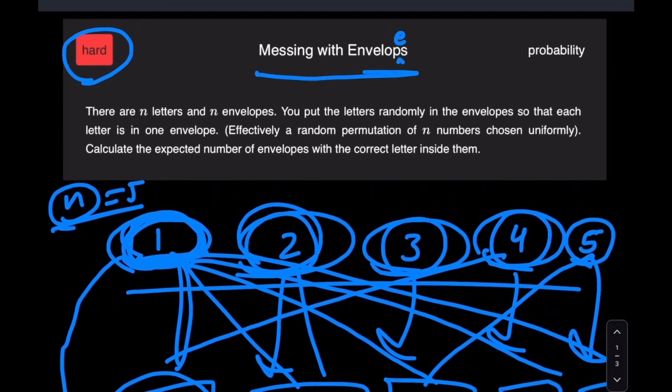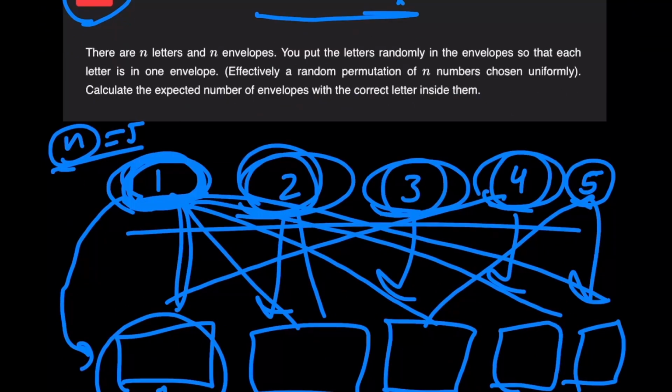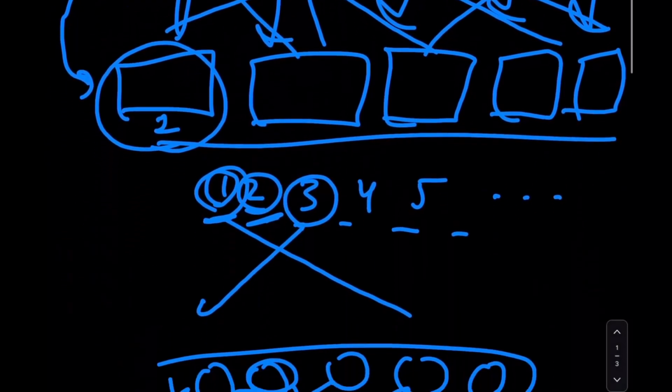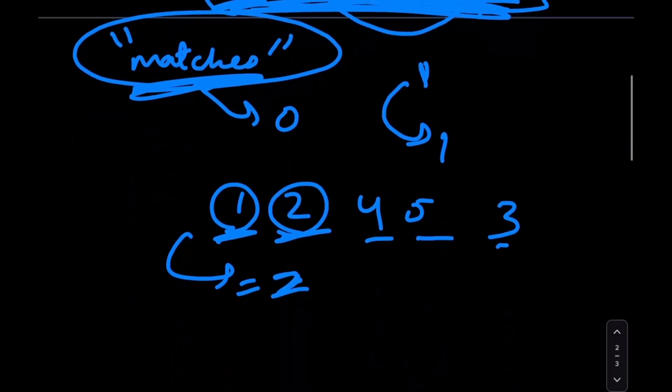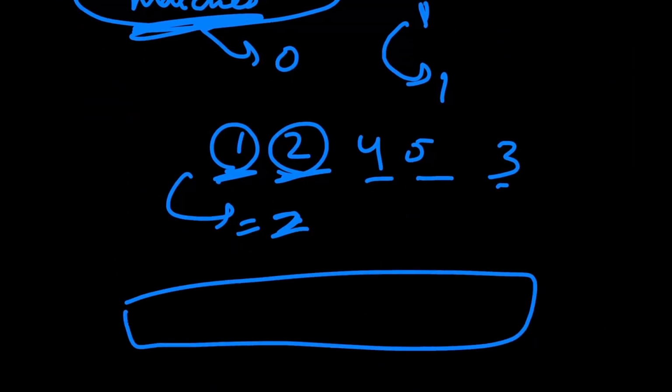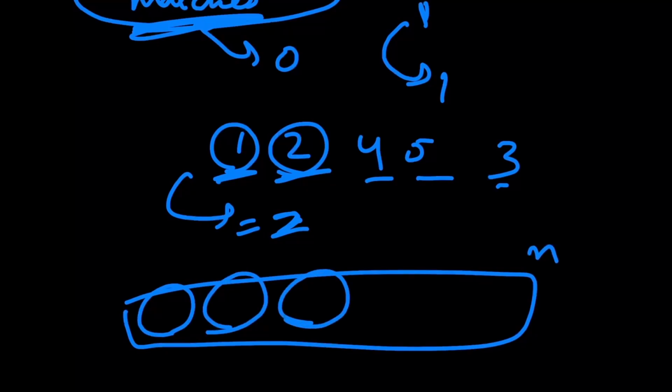So according to the question, what we're expected to find out in this problem is the expected number of envelopes with the correct letter inside them, which basically just means a match. So what we're trying to calculate is, given a random permutation of n numbers, where n is any general number, what is the expected number of correct matches that are going to happen?